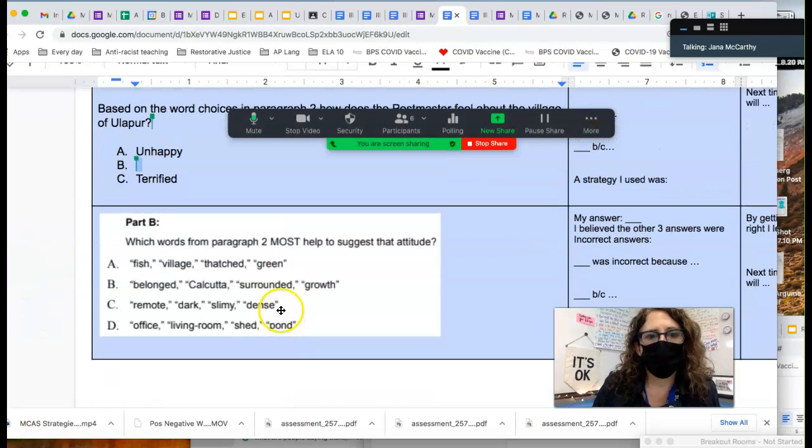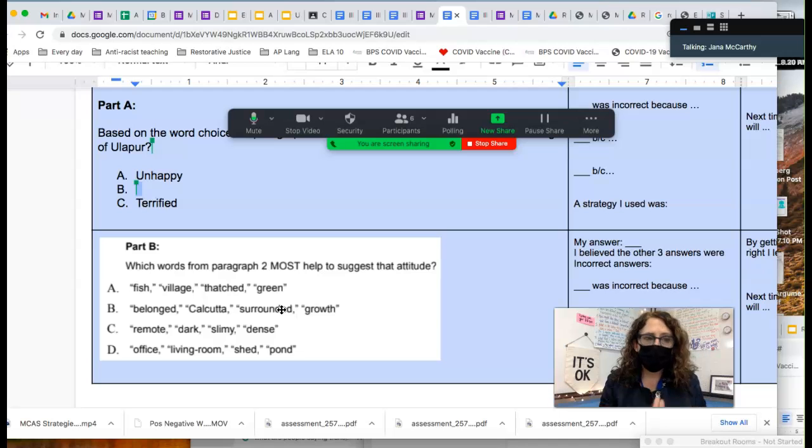All right, let's do part B. Remember, they have to be checked against each other, okay?